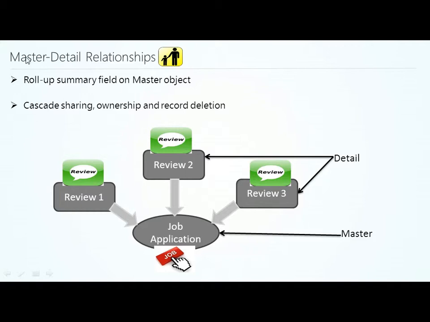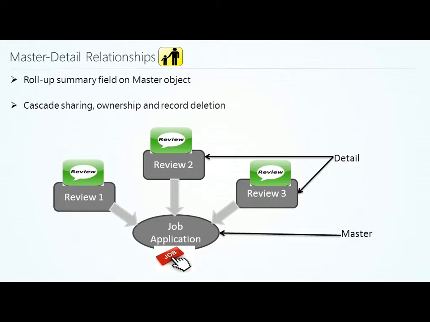Now let's discuss what master-detail relationships are. Master-detail relationship is like a parent-child relationship. The detail should have a master object. The main advantage of a master-detail relationship is we can create a roll-up summary on the master object based on the detail object.